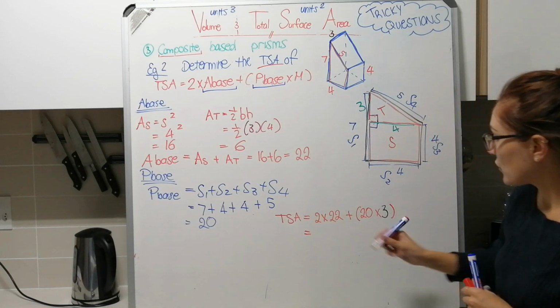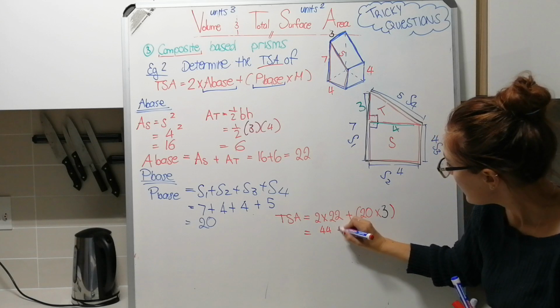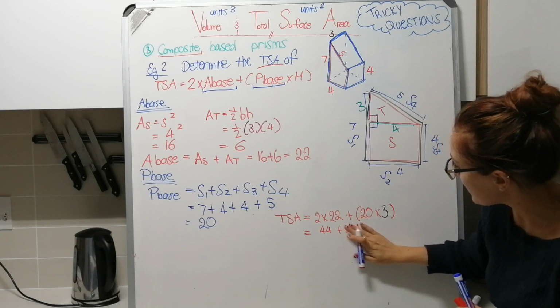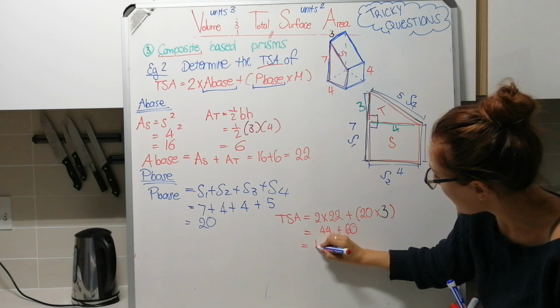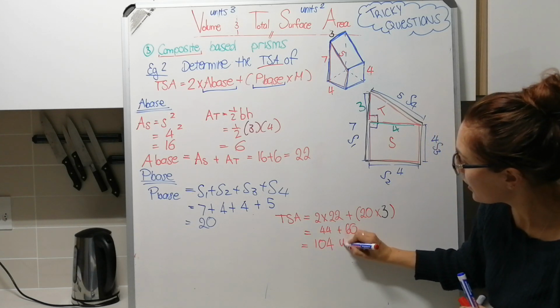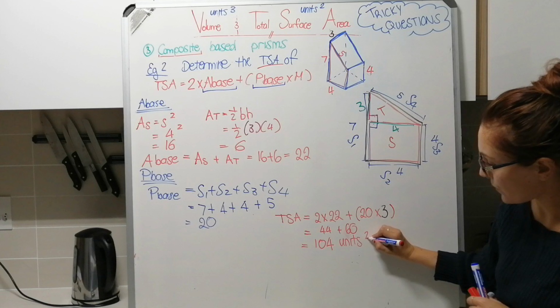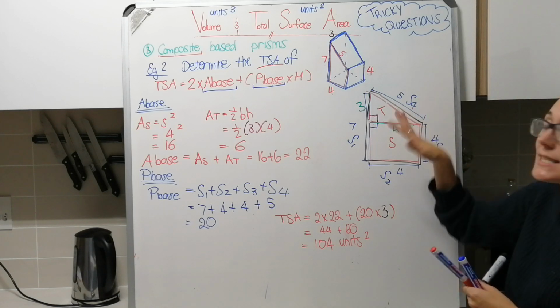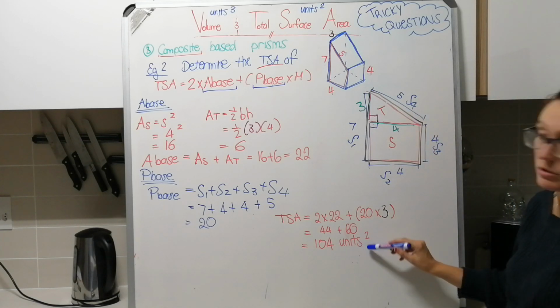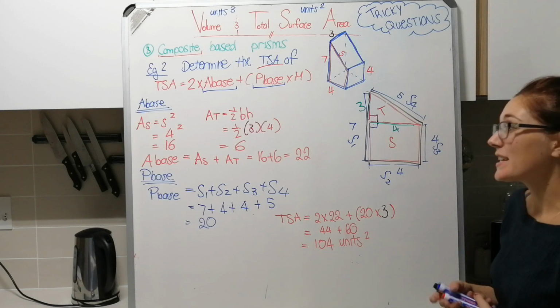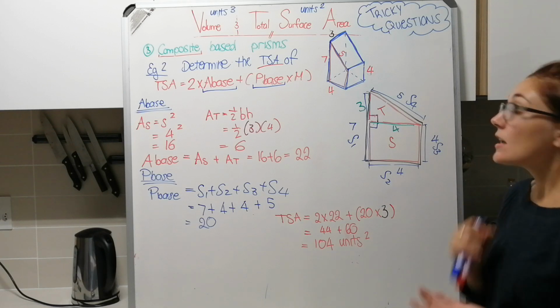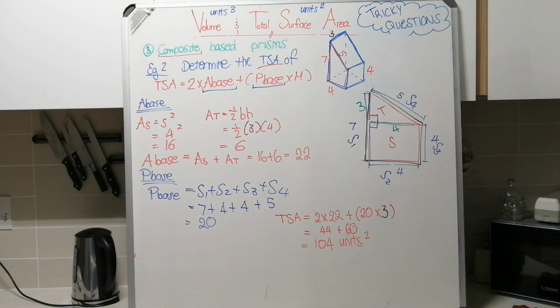And when we do that, we've got 44 plus 60, which is 104 units squared. Okay, if they don't tell you the units, like in this question, then you say units squared. We don't know what the units are, so units squared. Okay, that's it. This was quite a tricky one. This is definitely something you're much more likely to see in grade 9, but it definitely also can be asked as a level 4 question in grade 8.